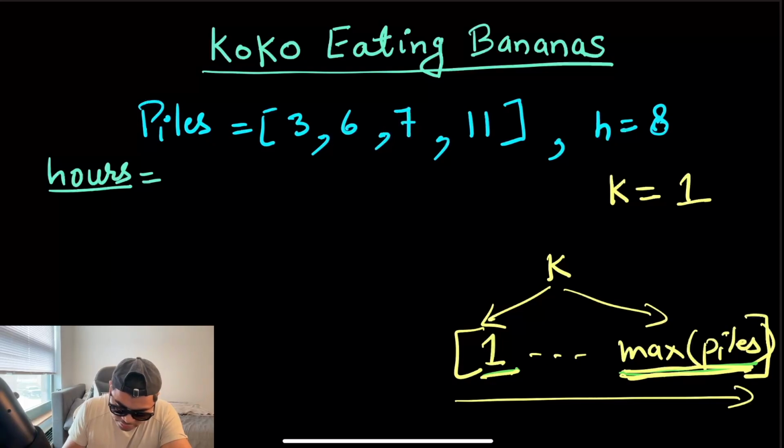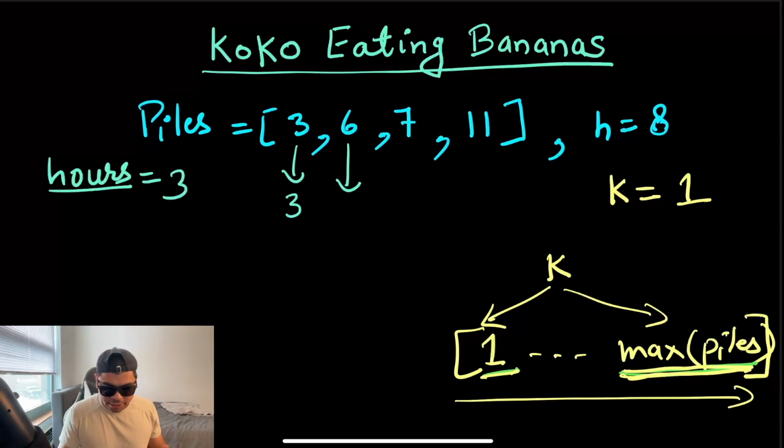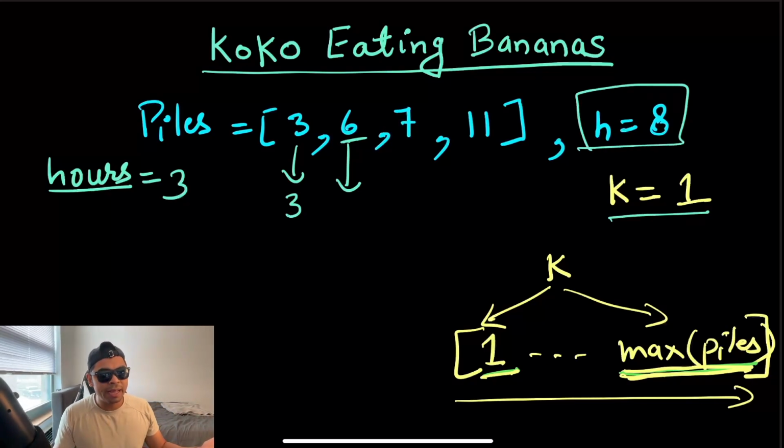What's going to happen is that we take 3 hours to finish the first pile. Now we have spent 3 hours eating the first pile. We move to the second pile, which has 6 bananas, and our eating speed is 1. Then we can't finish all the bananas. There will be 1 banana left and we are out of hours. The guards will come back, kick Koko out, and she couldn't finish all the bananas. So what are we going to do? We choose a bigger k.